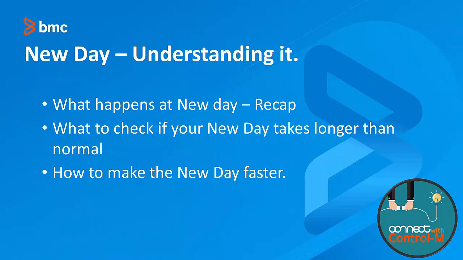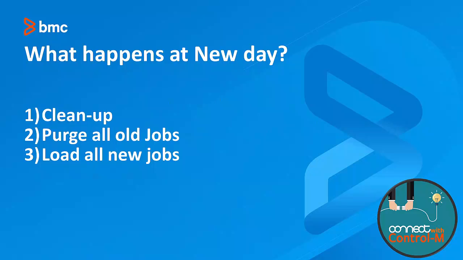In this demo, I'm going to show you the following topics. What happened at New Day? What to check if your New Day takes longer than normal? How to make the New Day faster. At New Day, Control-M server suspends all ET processes. This means that no jobs can be changed at AJF or at job definition. Basically, it does three things.